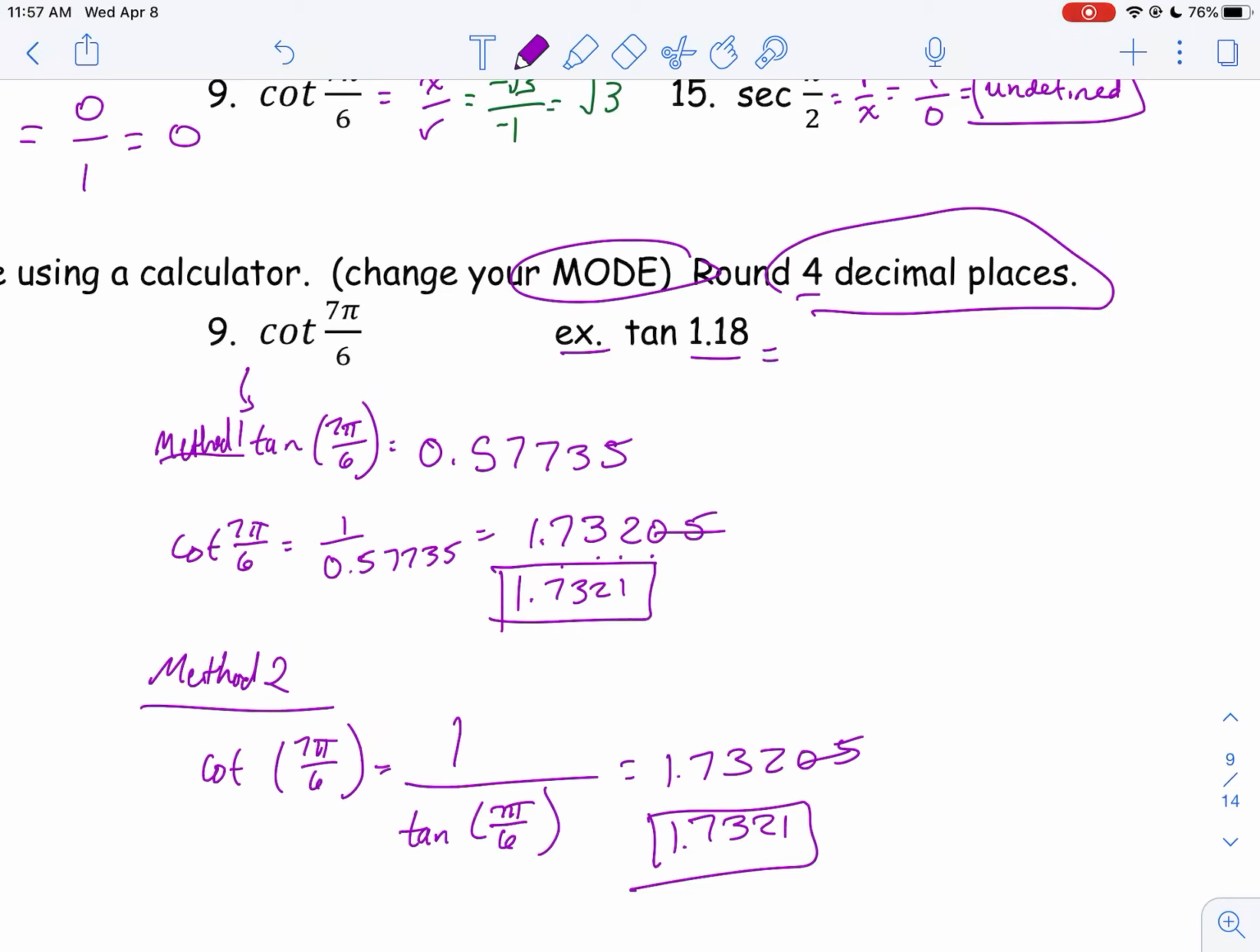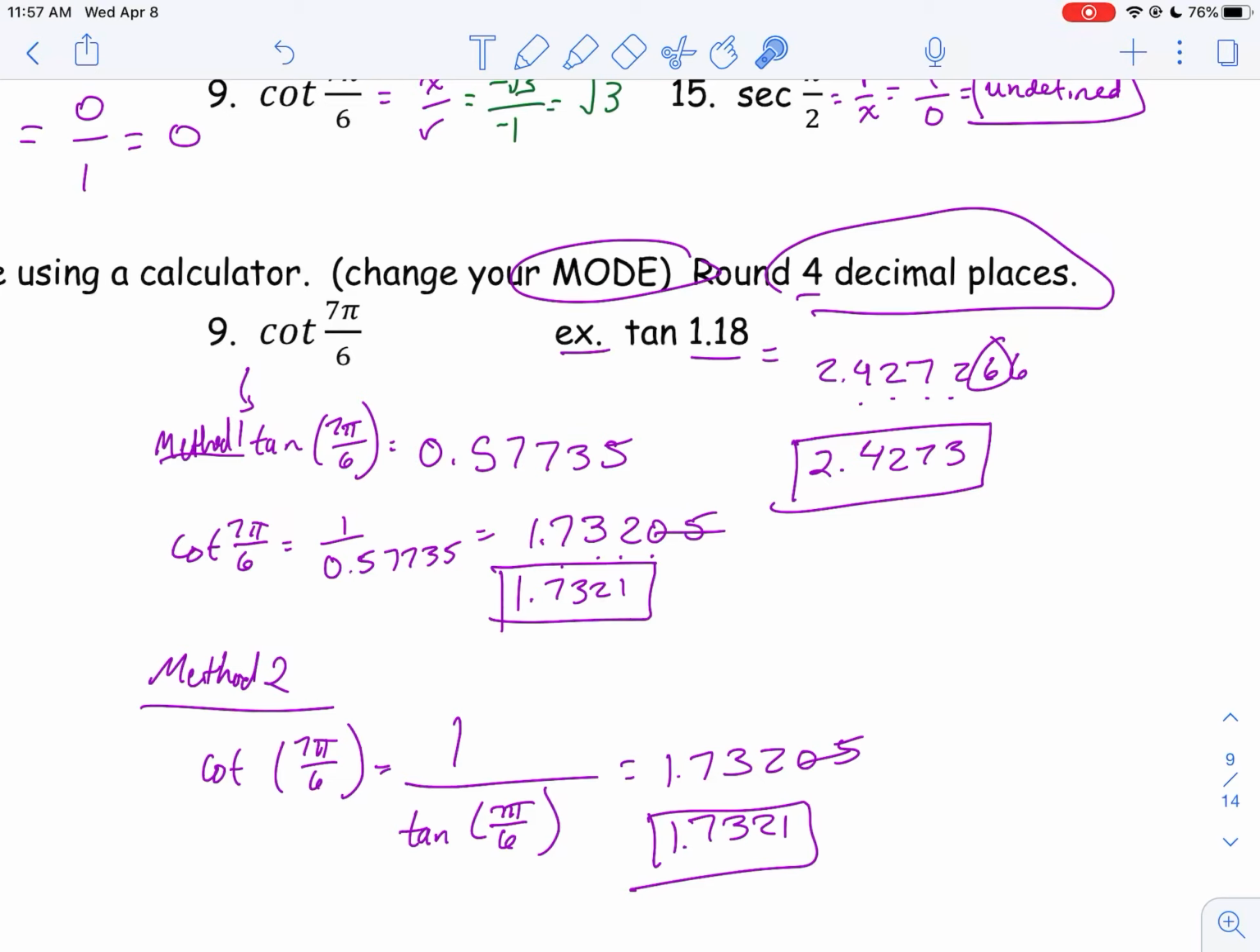Last one here, tangent of 1.18. Just type it in. As long as your mode's in radians, you're okay. You get 2.427266. So 4 decimal places. The 2, should we round it up or keep it? We should round it up, since the 6 here is closer. That's a poor way of saying it, I'm sorry. 2.6 here is going to be closer to 3.0 instead of 2.0. So that's what's happening there.